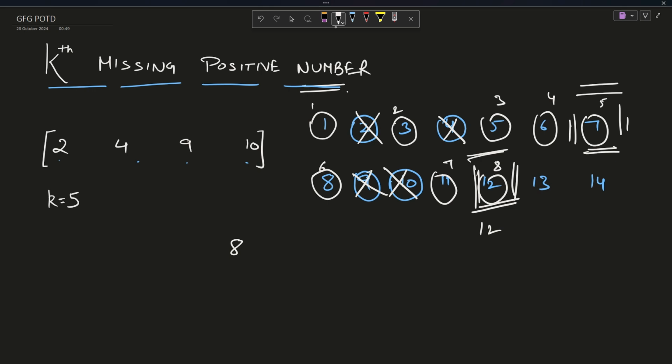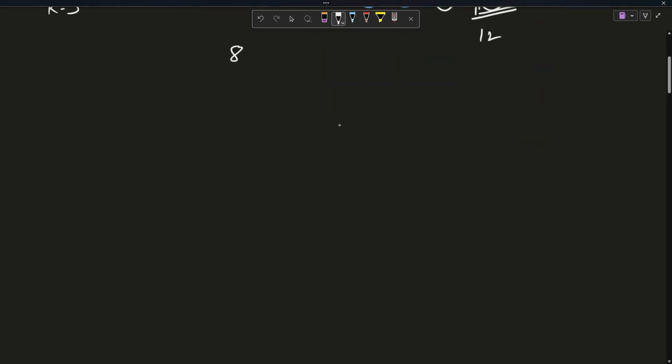Now, this question is interesting because the way we are going to solve it is actually very interesting, right? What is the brute force, by the way? Let us go from the brute, then better, then optimal. So brute force, right? You have the array 2, 4, 9, 10, and you want the fifth number.